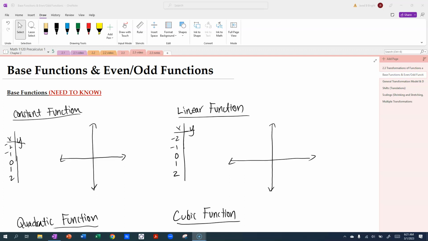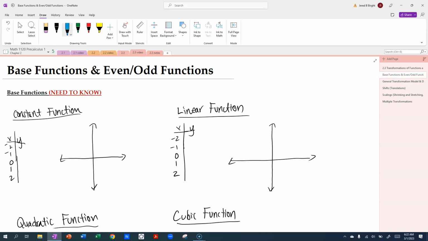Welcome. In this video, we're going to look at just some base functions that you absolutely need to know in order to be successful when we talk about transformations, and then also this concept of what it means for a function to be even or odd. So the first functions we're going to begin with, you probably have seen already before now, but just so we're clear, you need to know these two in particular, and then every other function family that follows.